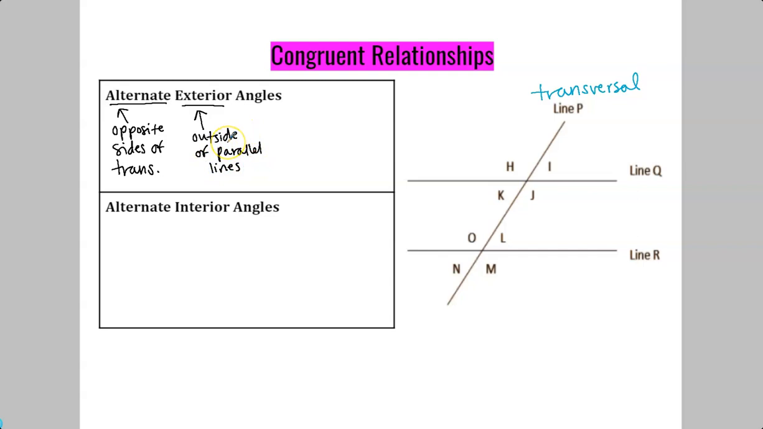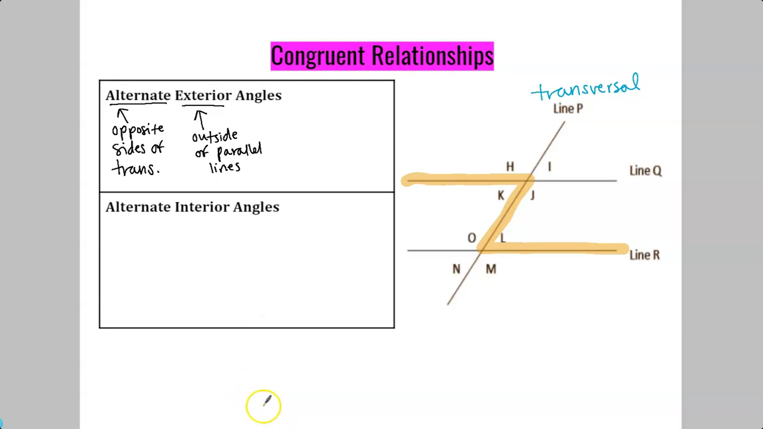Now, another trick that some students like to be able to figure out interior and exterior is I always tell them to find a Z. Like quite literally, find the letter Z in your picture. So for example, if I were to look at this picture, I could say, oh, well, right here is my letter Z. And so sometimes that helps us to see what's on the inside and what's on the outside, and also to see what's opposite sides of the transversal.